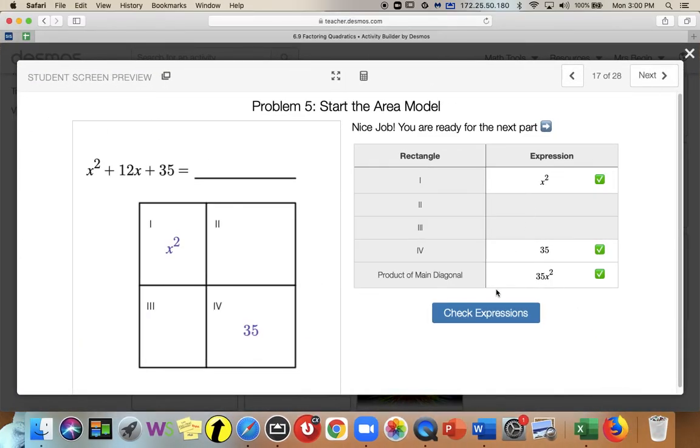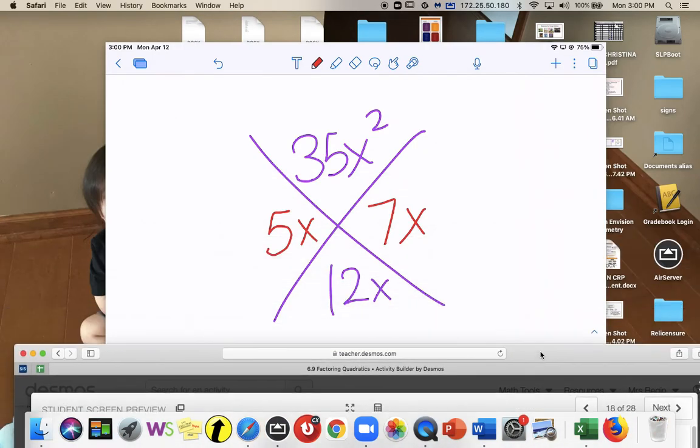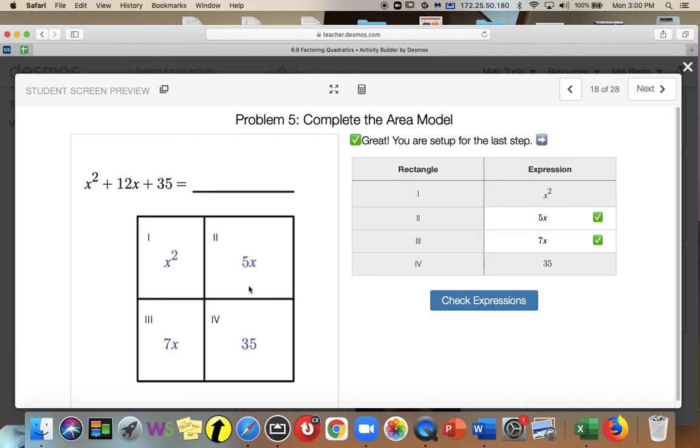So let's take a look at, okay, I'm on slide 18 now. And so in any order, I'm going to put what I got here in the diamond problem, 5x and 7x. And we can check our answers. All right, so now that we have the inside of the box, that was the new part from the previous lesson, we're going to get the outside.